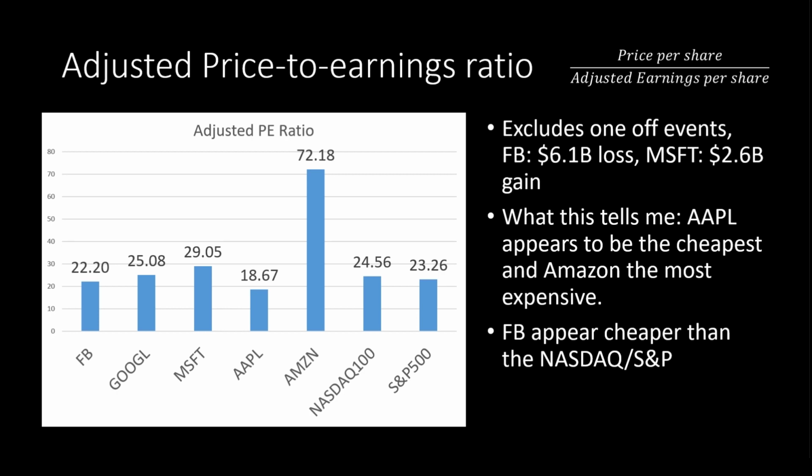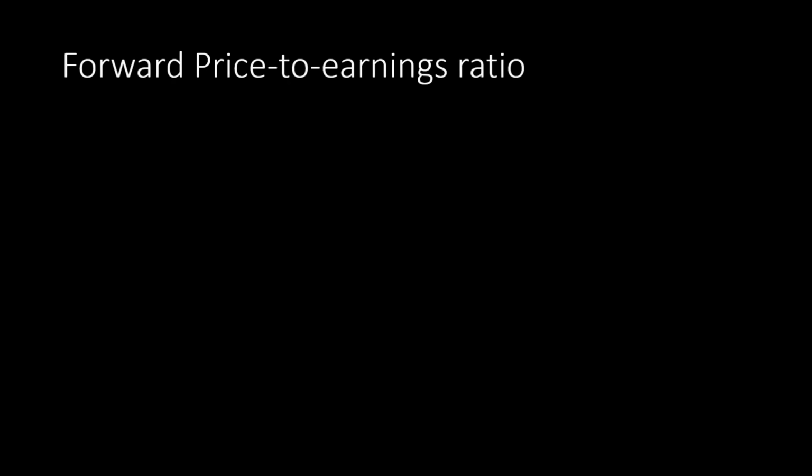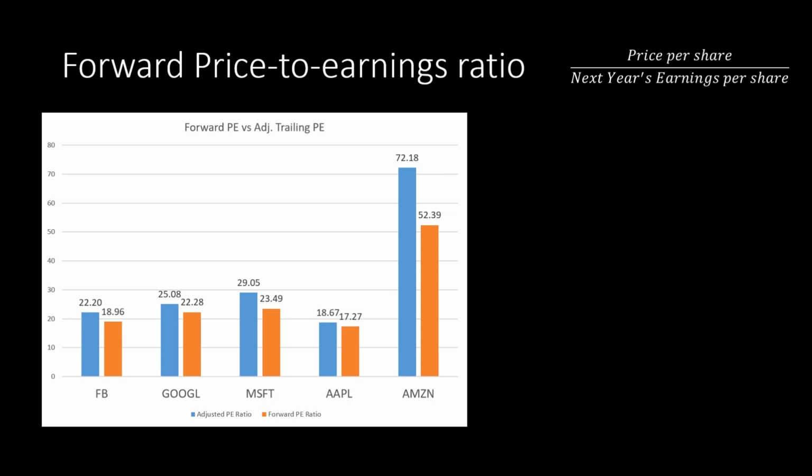And so when we want to get a more accurate picture of its future earnings and future share prices, then we should use what we call a forward earnings ratio. The forward price to earnings ratio is calculated using the price per share divided by next year's earnings per share. And so I've put here in orange the forward PE ratios.